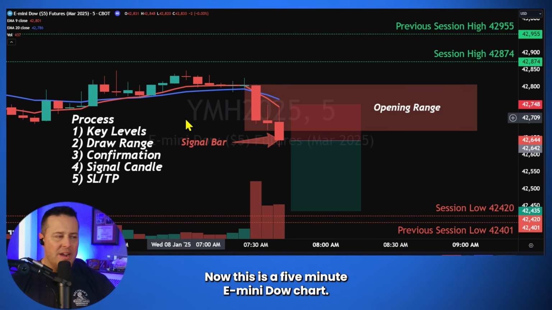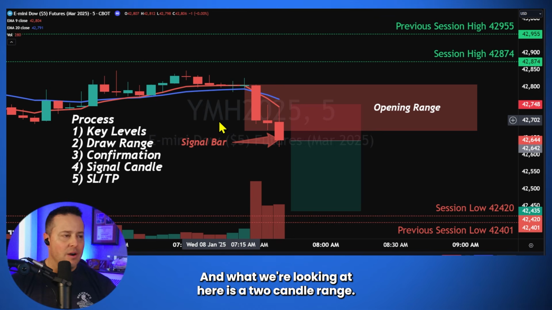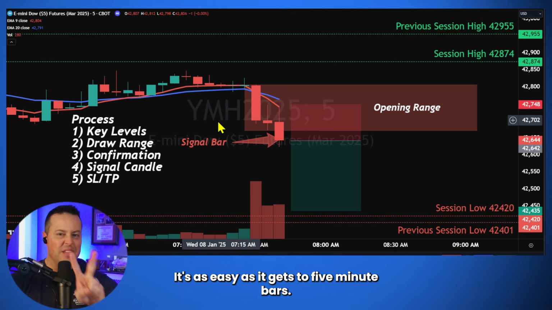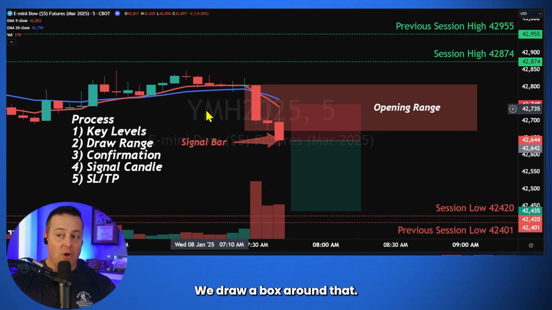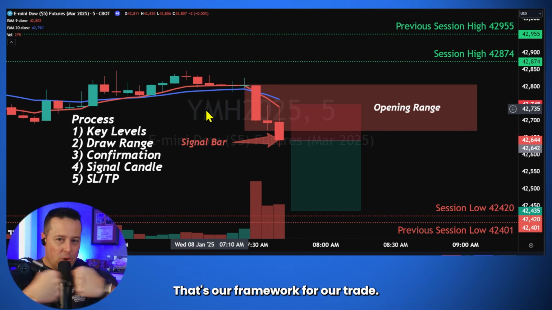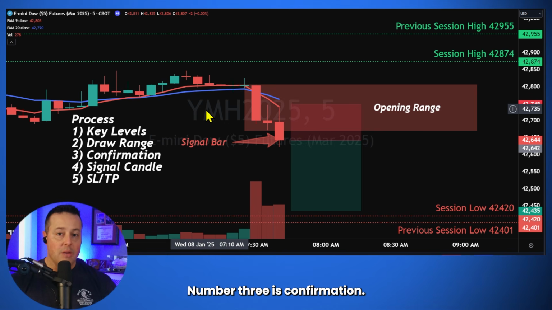Now, this is a 5-minute E-mini Dow chart, and what we're looking at here is a 2-candle range. It's as easy as it gets. Two 5-minute bars. There's one candle. There's two candles. We draw a box around that. That's our framework for our trade. That is our range. Number 3 is confirmation.